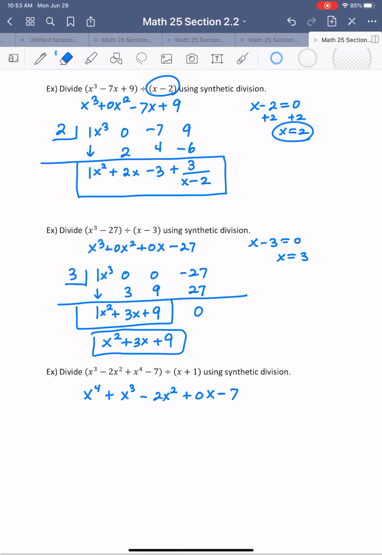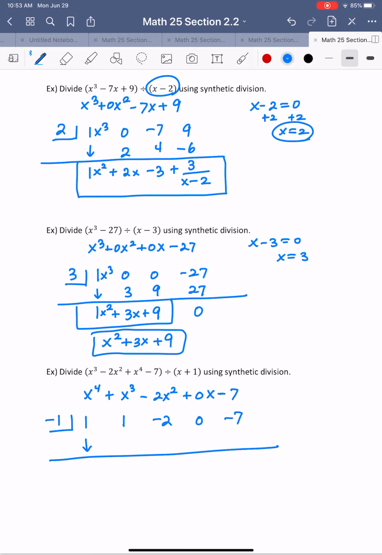So the coefficients are 1 from the x to the 4th, 1 from the x cubed, negative 2, 0, negative 7, and divide by negative 1, not 1. Drop 1, multiply 1 times negative 1, negative 1. 0 times negative 1 is 0. Negative 2 times negative 1 is positive 2. 2 times negative 1 is negative 2, which gives negative 9. So this is actually degree 3, which means this is x cubed, plus 0x squared minus 2x plus 2, plus the remainder over x plus 1.